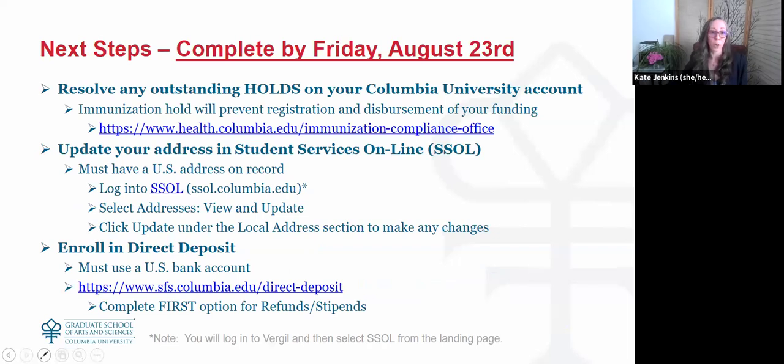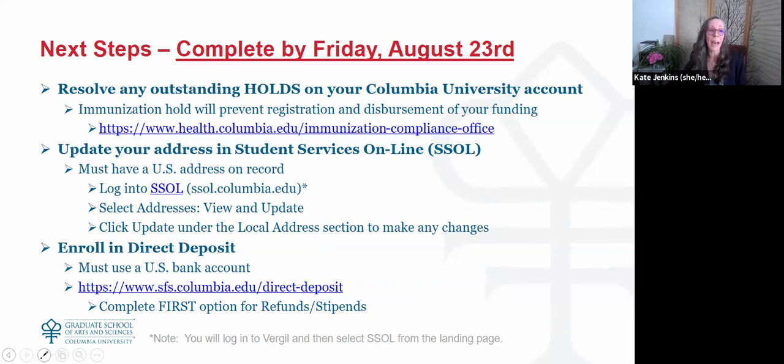So what are your next steps? What we encourage you to do is complete at least these next 3 things by Friday, August 23rd. And the reason is because these are the things that may prevent you from having registration or would prevent disbursement from occurring of your stipend or your tuition and fees funding.